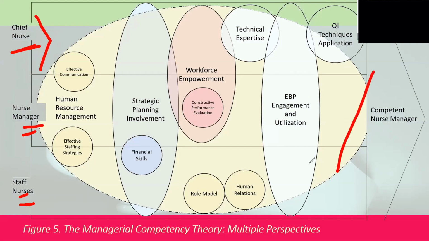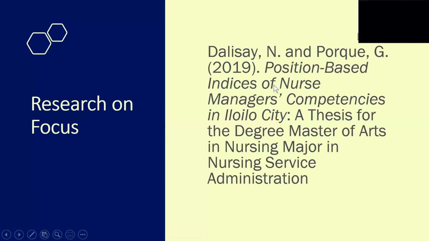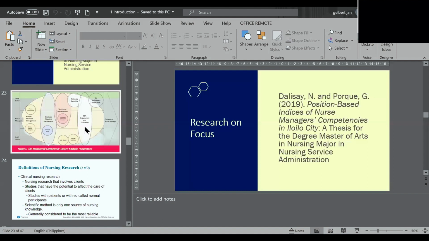Our main attempt here is to generate a new theory. I formulated this with Mr. Dalisay. Mr. Dalisay was actually a graduate of CPU also. He is batch 2012. He became an advisee in thesis writing, and we were able to generate this theory. Supposedly, as a future direction for research, we should be testing this theory.